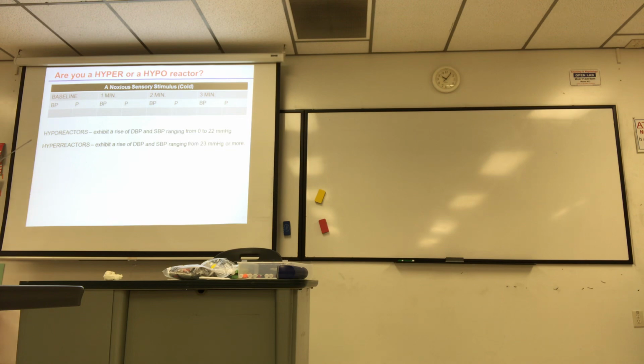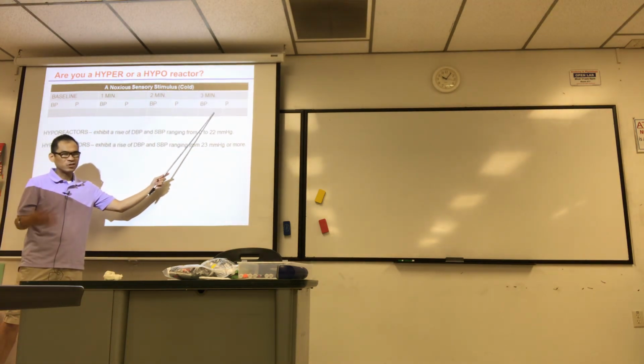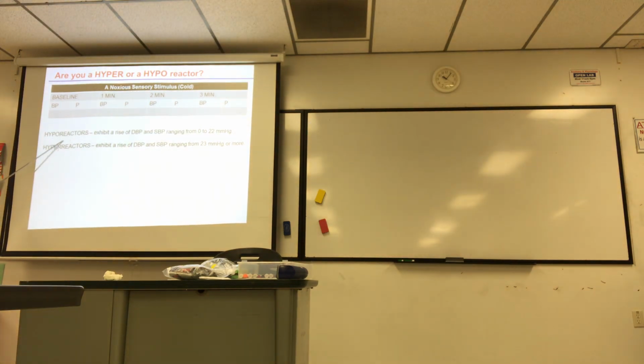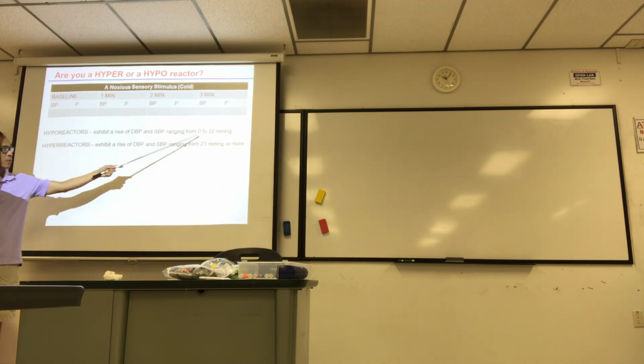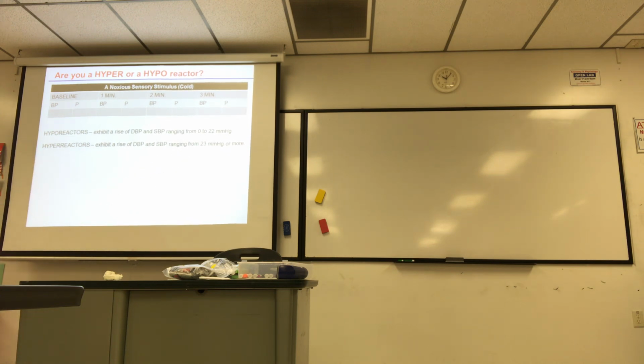Well, anyways, the other thing you have to note, what you would expect is a jump in BP at first, and the reflex should tail it off by the end. Just see what you see, okay? Well, if you're a hyporeactor, you'll exhibit a rise in blood pressure of 0 to 22. 23 or more, we categorize that hyperreactor. Okay? Because it's two numbers, diastolic, systolic, you could be hypo, hyper. Okay? Let's see what you get.